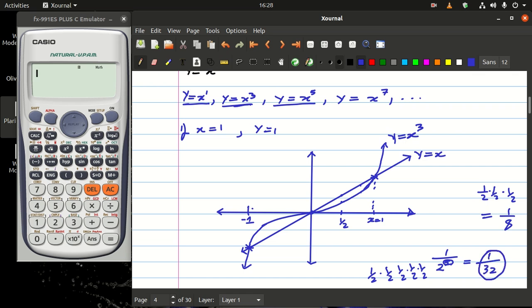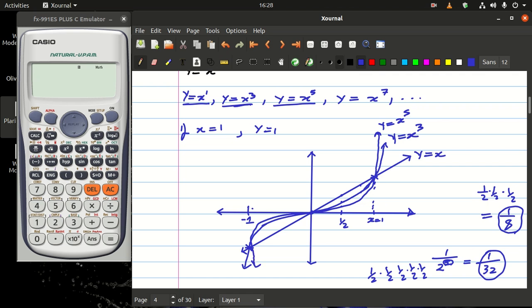So 1 over 32 is less than 1 over 8. So the value here will be somewhere there. This function is going to go past there, but it's going to be below, and then it keeps coming, and then it catches these functions there, and then it comes this way. So this is y equals x to the power 5. And of course, this side is going to do the same thing. It's going to be above, and then it catches them there, and then it goes a little bit down.